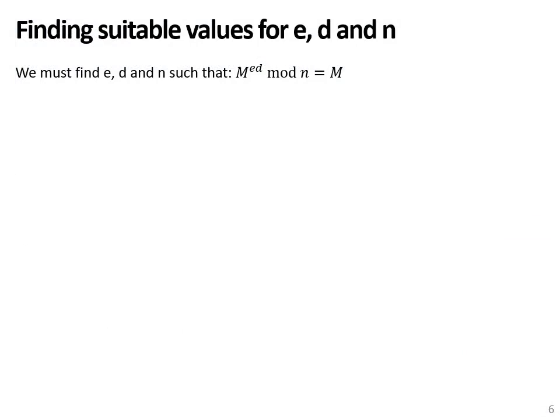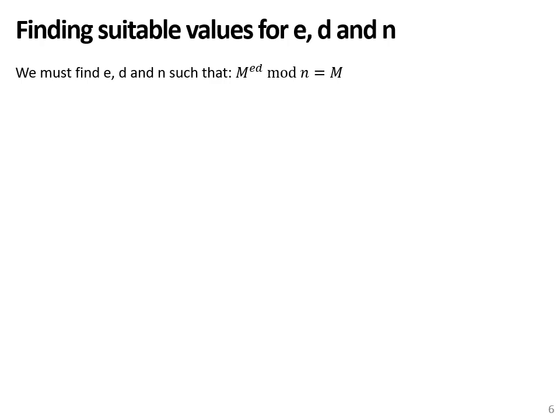The main ingredients for RSA are therefore the values used in the public and private key, or e, d, and n. The question now is, how do we find suitable values for e, d, and n, such that the property that m to the power e times d modulo n equals m, which is required for the encryption to be invertible?